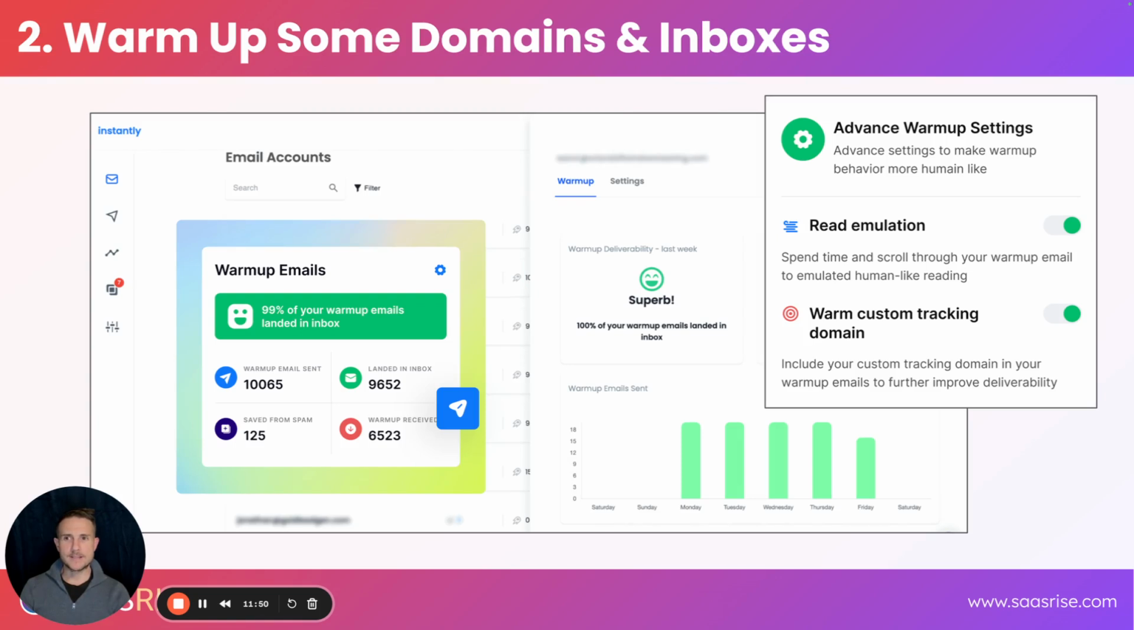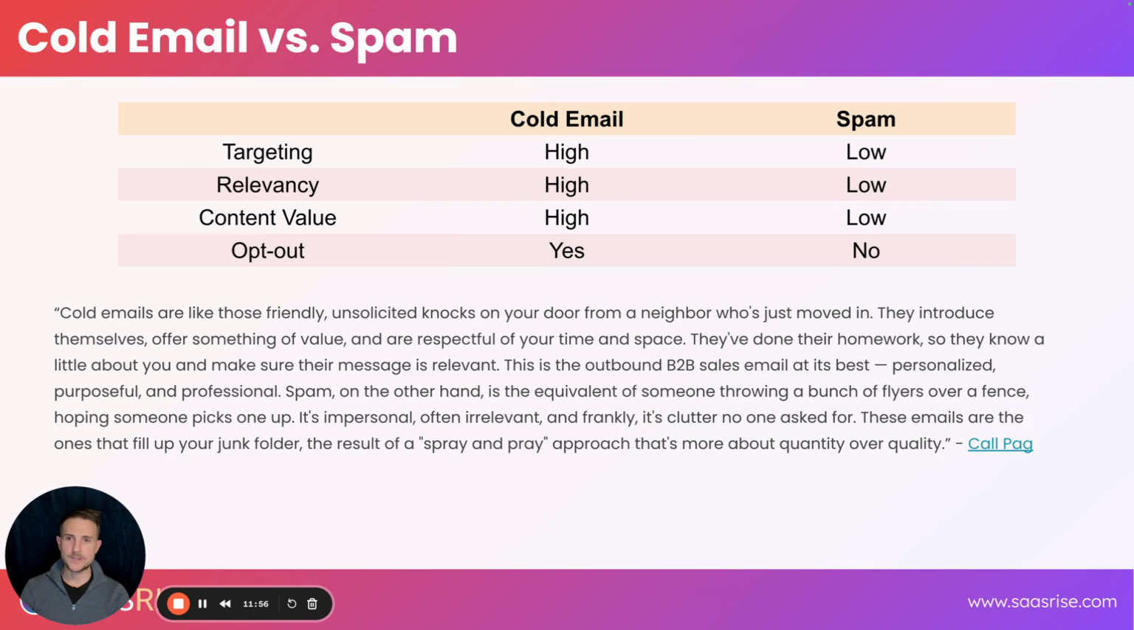You warm up the domains in the inbox using these new tools on Instantly, which will auto warm up 10, 20, 30 inboxes for you in 3 weeks. And what's the difference, of course, between cold email versus spam? Well, outbound prospecting, B2B outbound prospecting, it's about high relevancy, the right list, high content value, respecting opt-out.